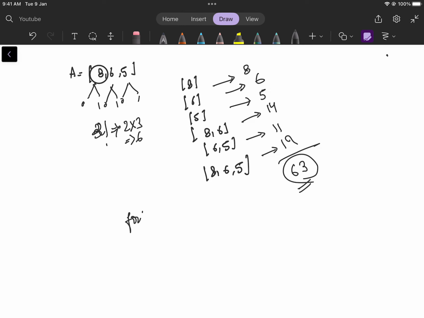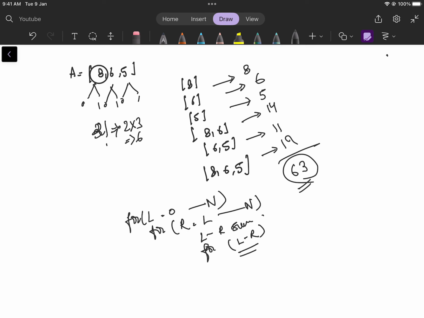You will run a for loop from L, that is 0 to n. You will run another for loop from L to n, and you will find the L to R sum and add that into your answer. Or you can also provide a third loop from L to R, and this will sum up. Or you can directly optimize it, find the prefix sum beforehand, and find the L to R sum very easily. So this is an n square solution.